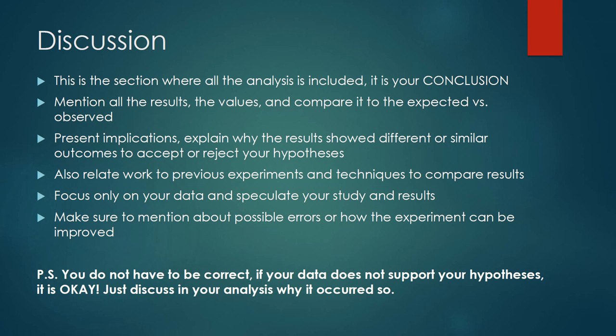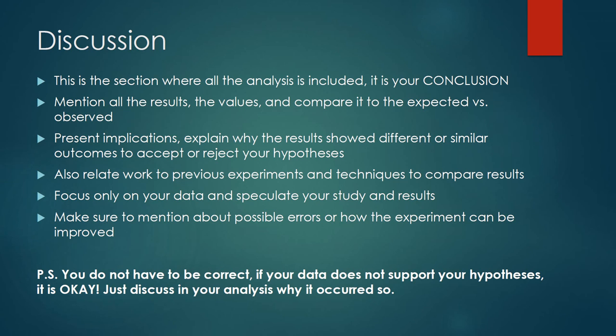Say why this average was higher or lower than the other average, or why you got your chi-square analysis and why your significance was really low, or something like that. Don't just mention it. Make sure that you compare and analyze the whole process and all the data that you actually collected. And present implications, explaining why the results show different or similar outcomes to accept or reject your hypothesis.